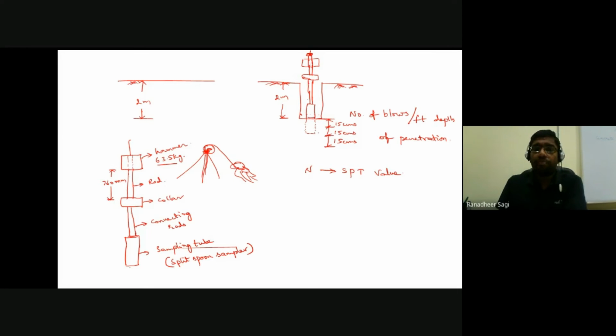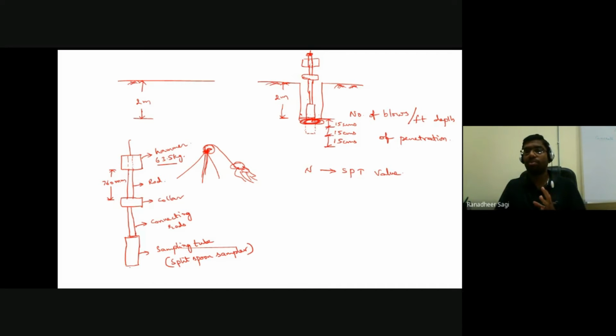Because when you are making the borehole, the soil at the bottom of the borehole is mostly in a disturbed state. Why? Because while extending the borehole, you cause shearing in the soil to remove the soil from the ground. So the soil nearer to the bottom of the borehole, just below it, would certainly be in a disturbed state. That's the reason for the first 15 centimeters depth of penetration, the number of blows you have counted.